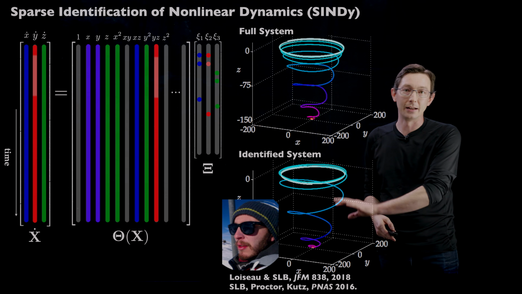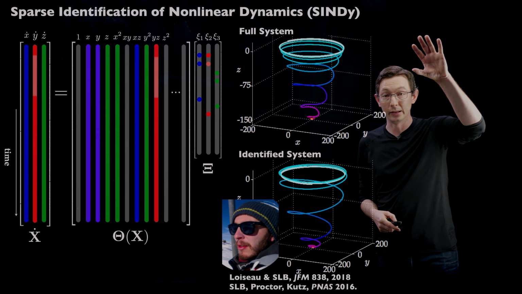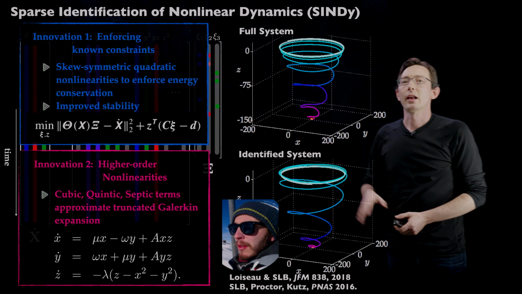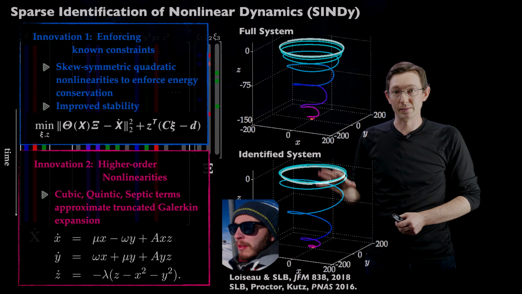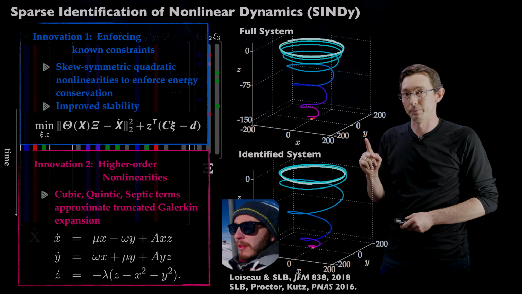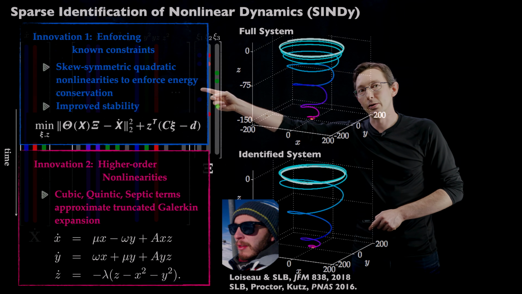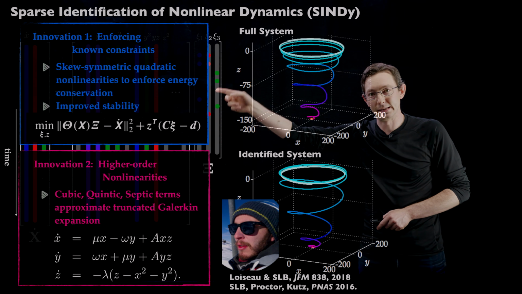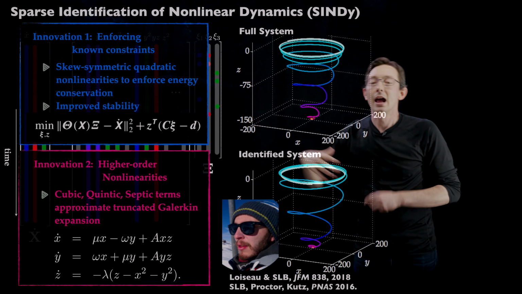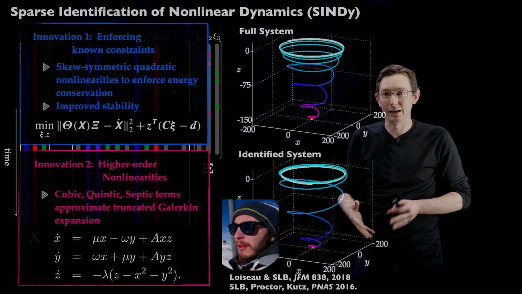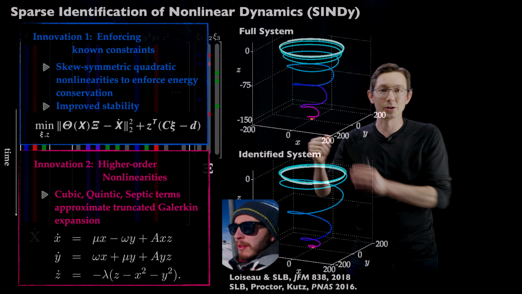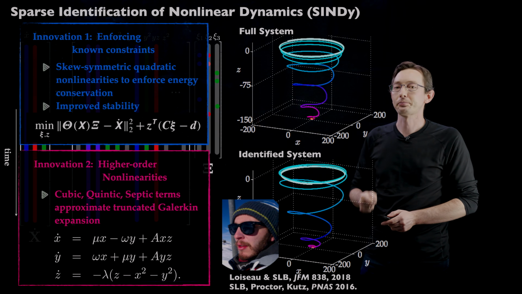So what JC did, and this made a huge impact in our ability to model these systems, is he incorporated two key innovations to this modeling framework. The first one is that he showed how you can enforce known physics or known constraints. And so, when we were modeling this, we were doing it very naively. We just collected the data, built the library, and did a regression to find which terms were active.